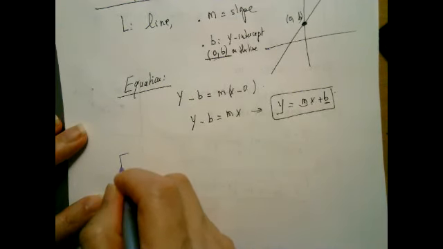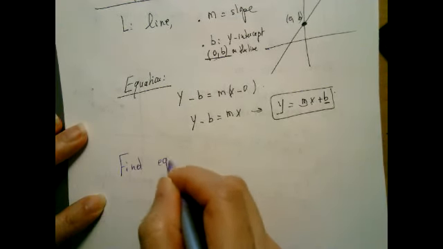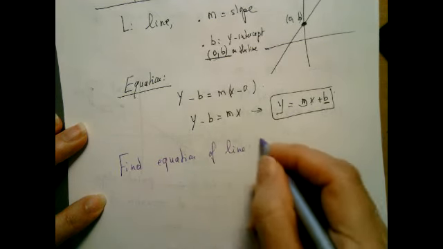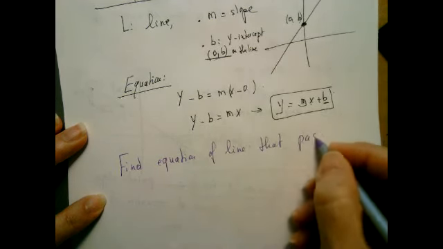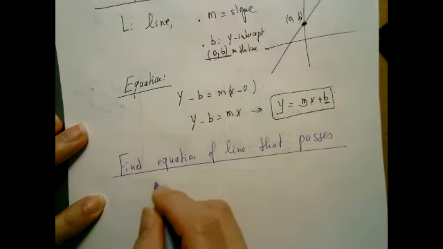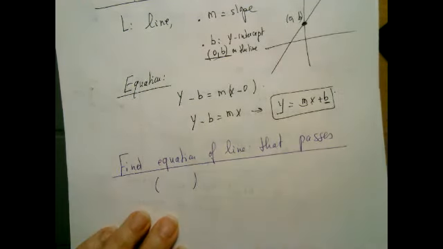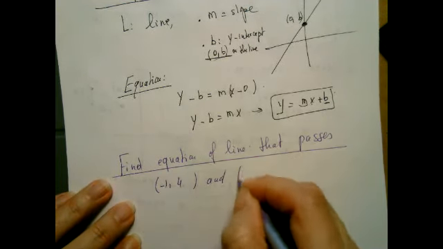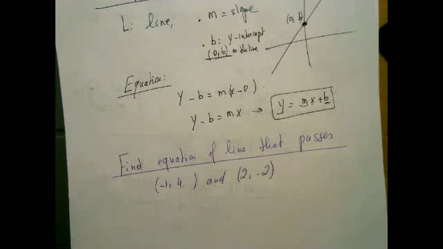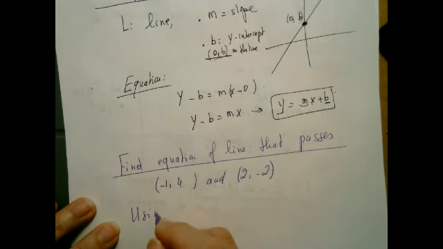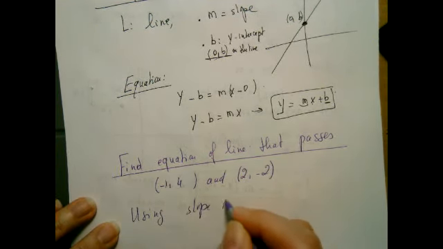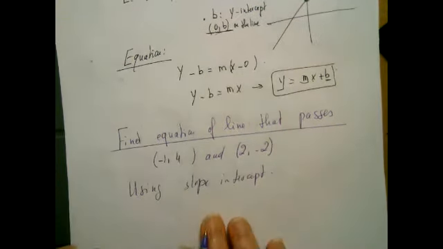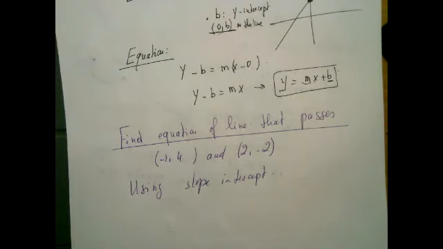Find the equation of the line that passes through the following points. I'm going to repeat a problem that we did a minute ago: (-1, 4) and (2, -2). But now I want you to find it using the slope intercept form. I want to do the same problem, but using the slope intercept form, and I want you to be able to do the question in both ways.